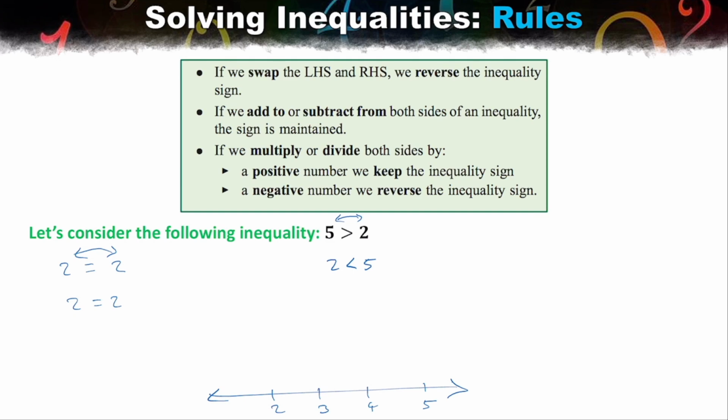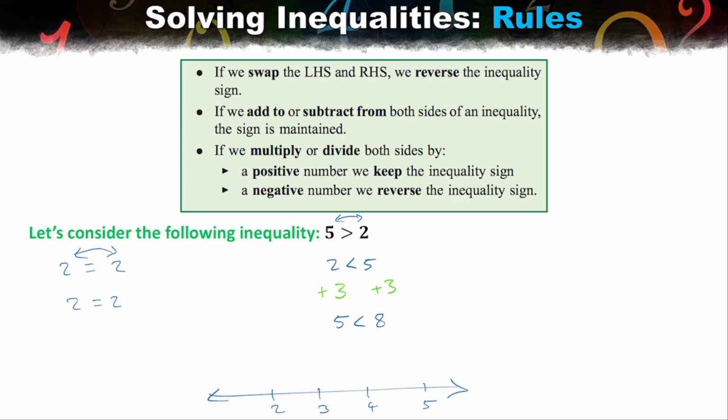Well, what happens when we add and subtract to both sides of the inequality? Let's consider that. What if I added 3 here and I added 3 here? I would get 5 on this side, I would get 8 on this side. Well, 8 is greater than 5, or 5 is less than 8, so the inequality sign stays the same direction.